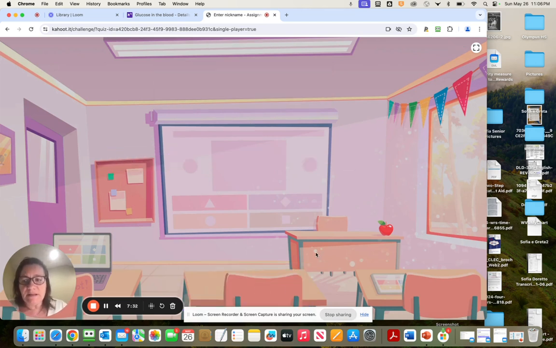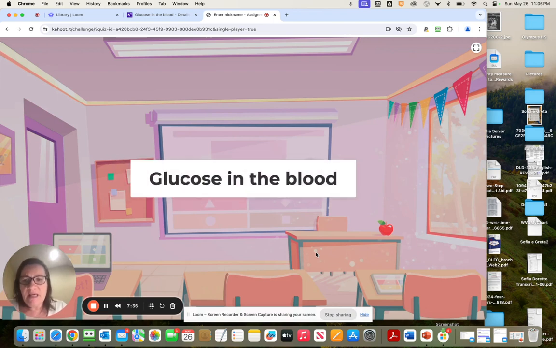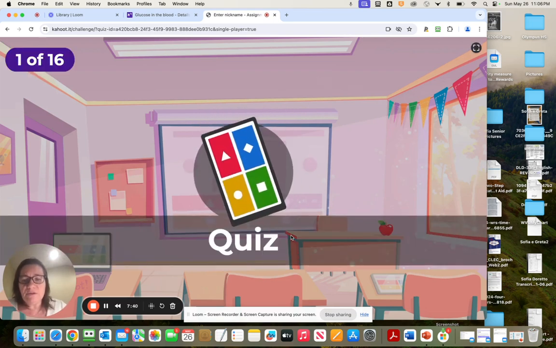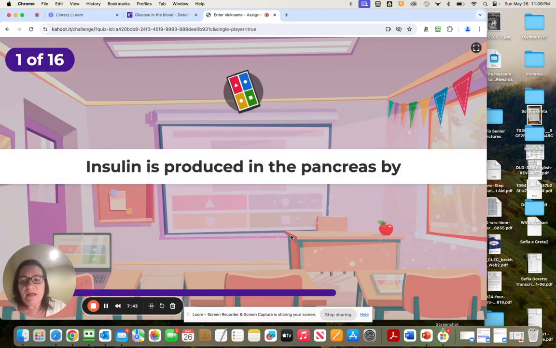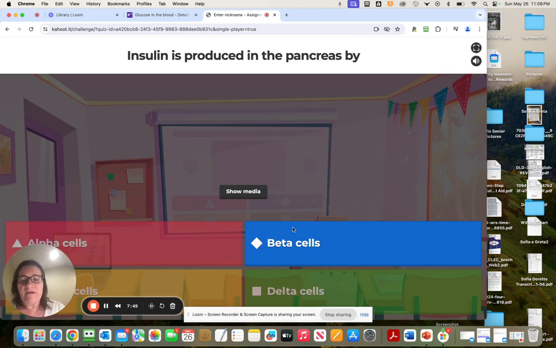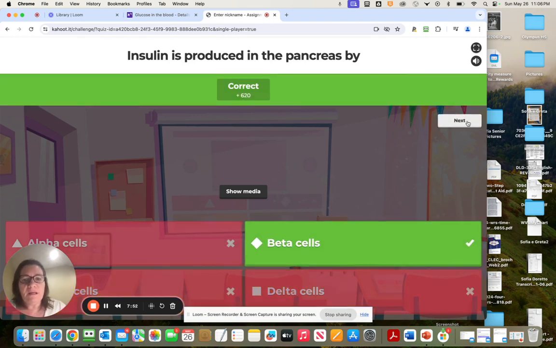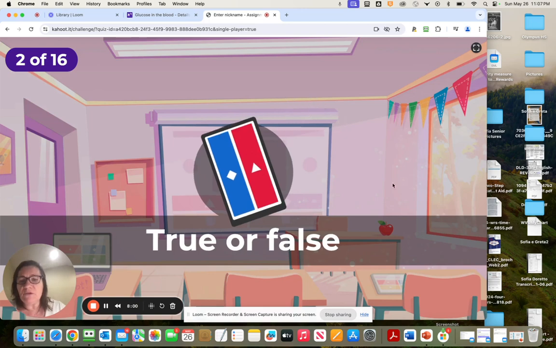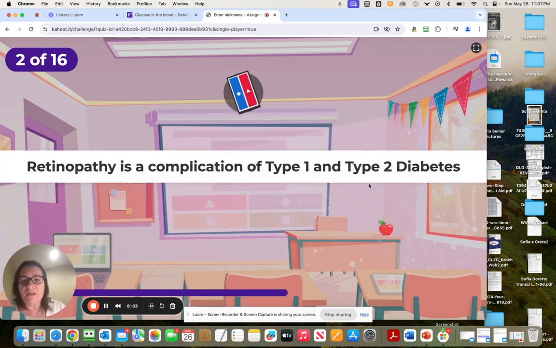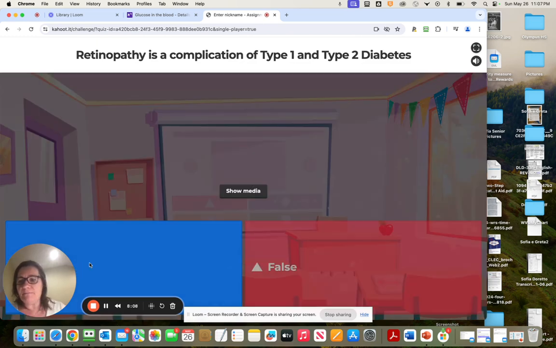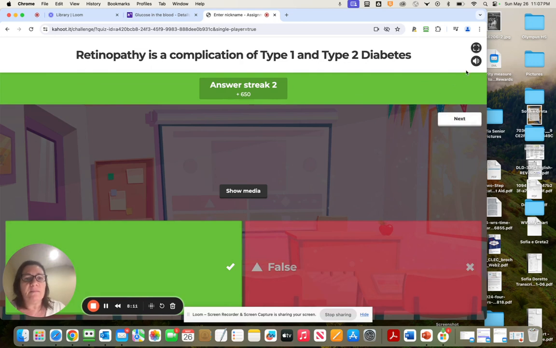Now there is the title of the game, which is glucose in the blood, and so we can wait. The first one is a quiz. I have the option of 3 or 4 choices, and I have to pick one. The second one can be a true or false question. I have only two options: retinopathy. That's true, so I can just choose true.